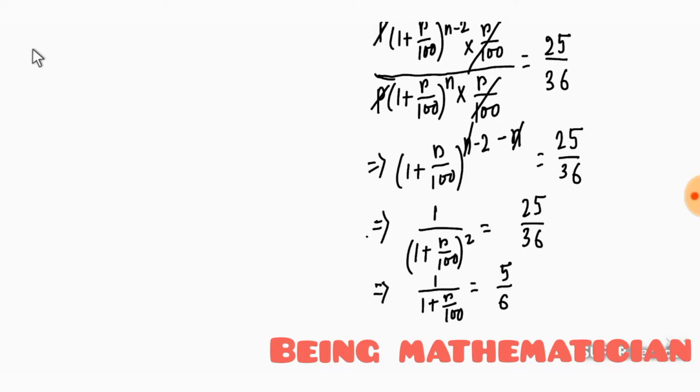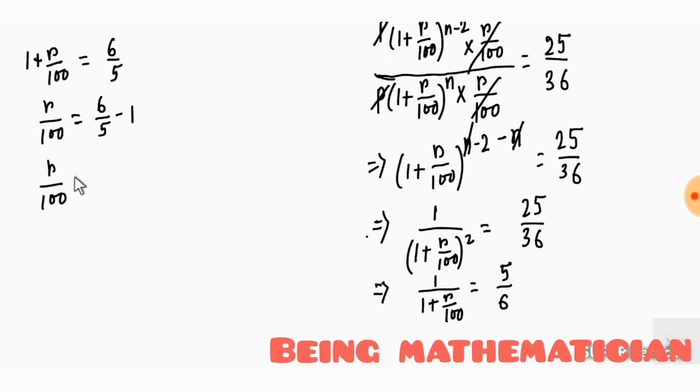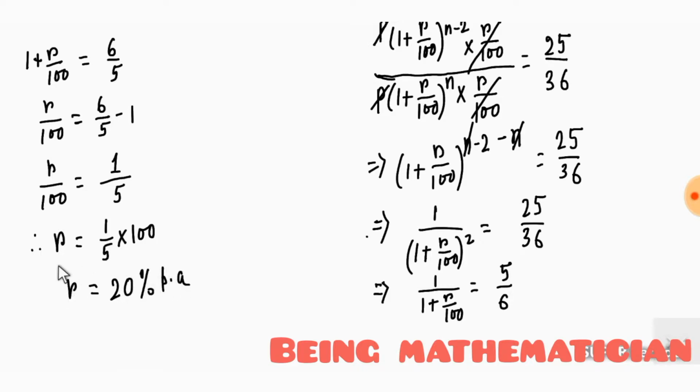Therefore, 1 plus r by 100 equal to 6 by 5. Now r by 100 is equal to 6 by 5 minus 1. So therefore r by 100 equal to 1 by 5. So now r equal to 1 by 5 into 100, and that will be 20% per annum. So our answer is 20% per annum.